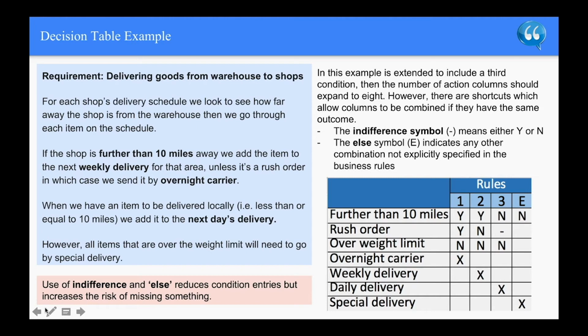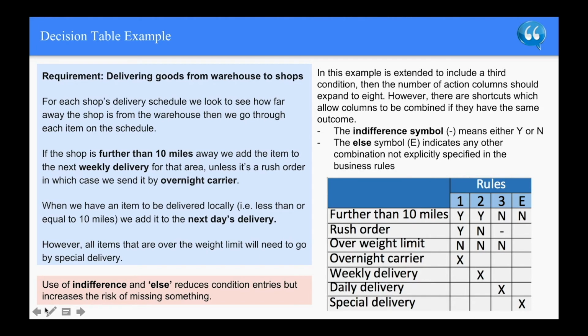If the shop is further than 10 miles away, we add the item to the next weekly delivery for the area, unless it's a rush order, in which case we send it by overnight carrier. When we have an item to be delivered locally, for example, less than or equal to 10 miles, we add it to the next day's delivery. However, all items that are over the weight limit will need to go by special delivery.